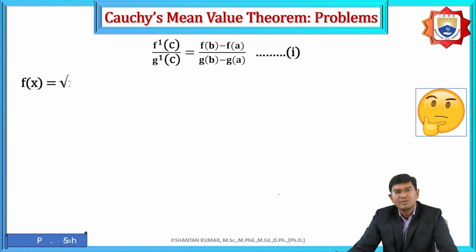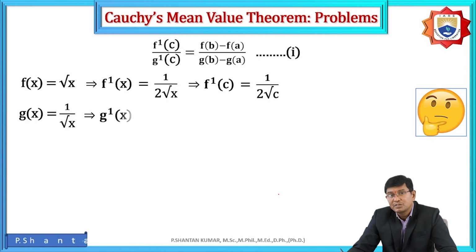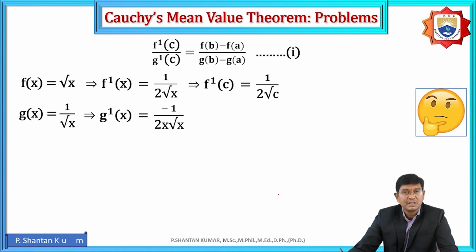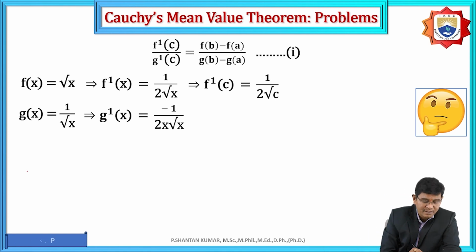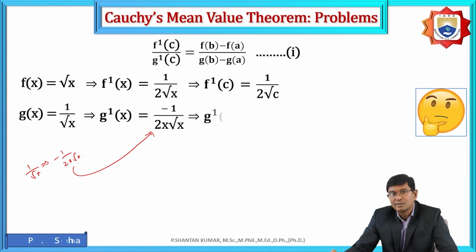And here we need to understand what is root x, that is 1 by 2 root x, 1 by 2 root c. And what is g dash? g of x means 1 by root x. The derivative of 1 by root x is nothing but minus 1 by 2x into root x. That is the derivative of this one only you can find. And g dash of c is nothing but minus 1 by 2c root c.